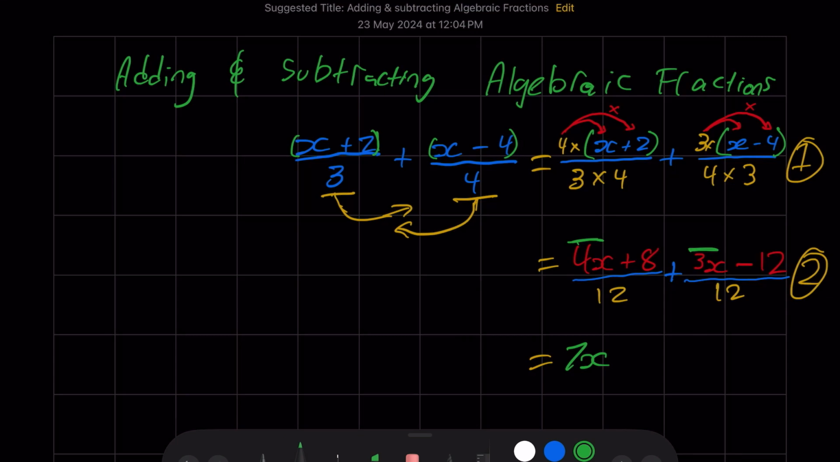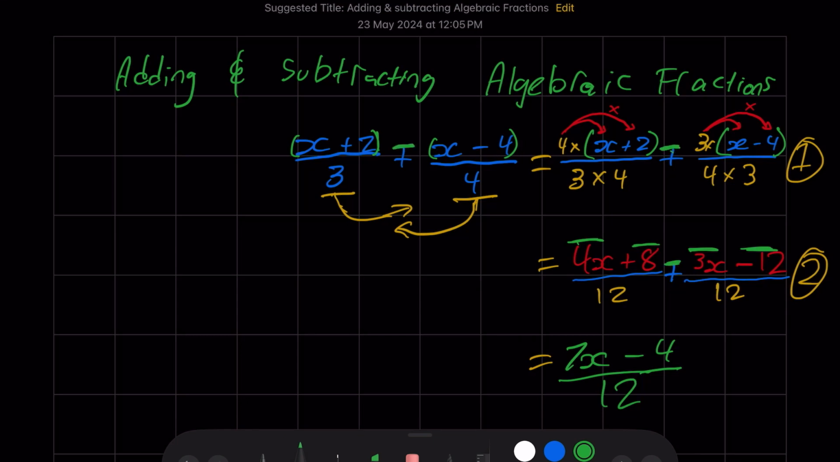Our next one, we have 8 here, and we have negative 12 here. So we can add those together. Grab your calculator, 8 plus negative 12. You will find it is negative 4. So we can write negative 4. We go over, and we can put our denominator in. Our denominator is the same, so we just keep one of them. So the answer to this is 7x, take 4 over 12.